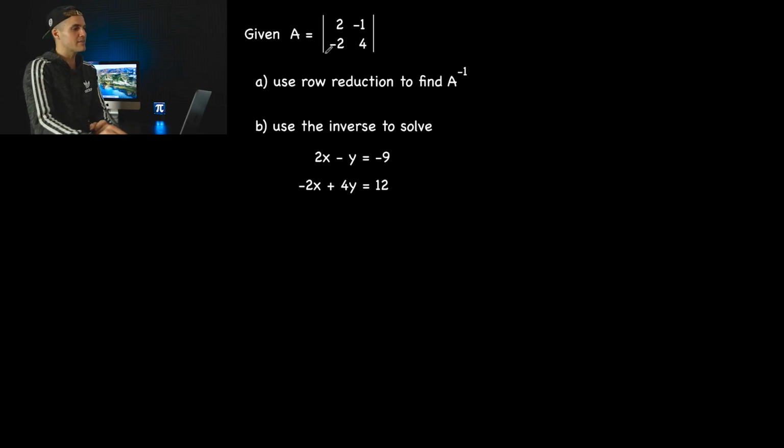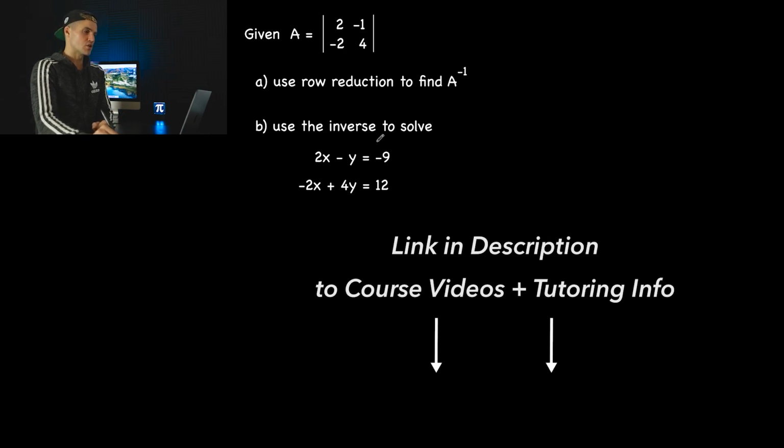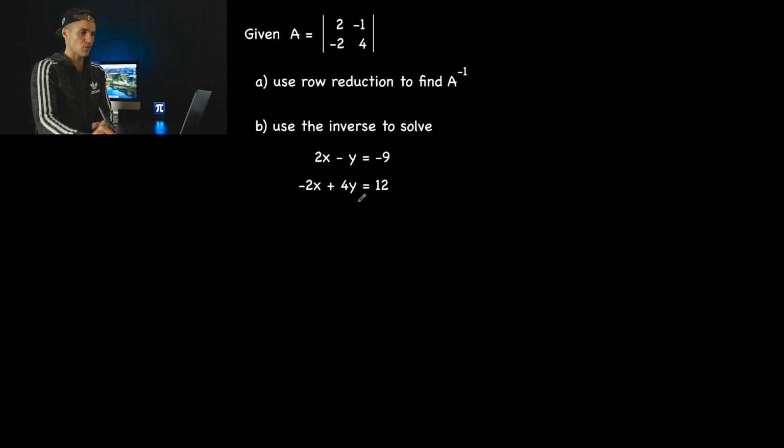I'm moving on to the next midterm question dealing with matrix algebra. So here we're given this matrix A, 2, -1, -2, and 4. We have to use row reduction to find the inverse of A, and then we have to use the inverse to solve this set of equations here, 2x minus y equals -9, then -2x plus 4y is equal to 12.